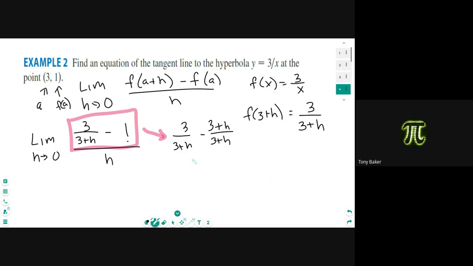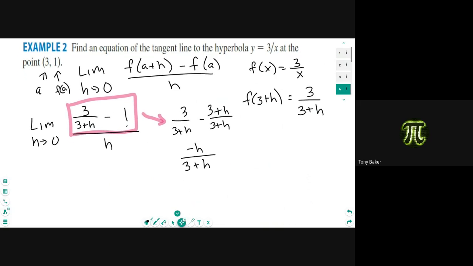So 3 minus 3 is 0. So I have minus h over 3 plus h on the top. Right? That makes sense? So now that whole thing was over h, right? If I took that, put it down the bottom.